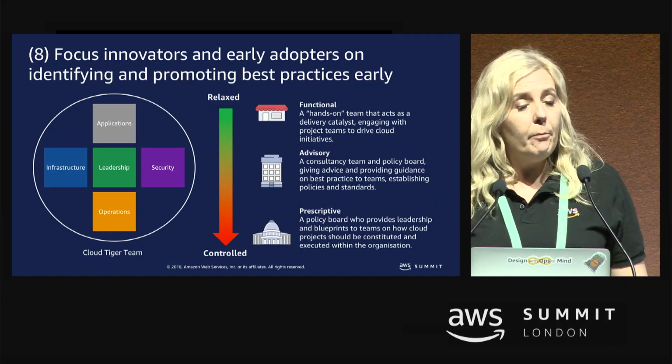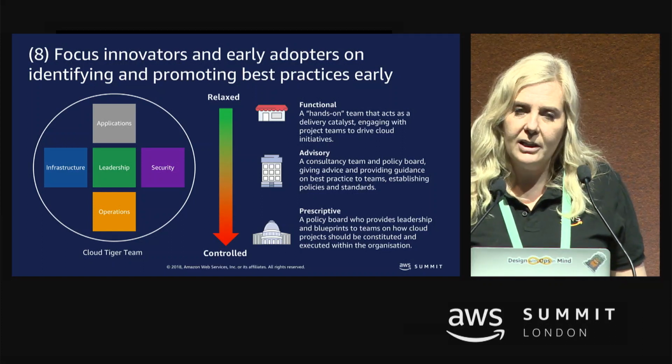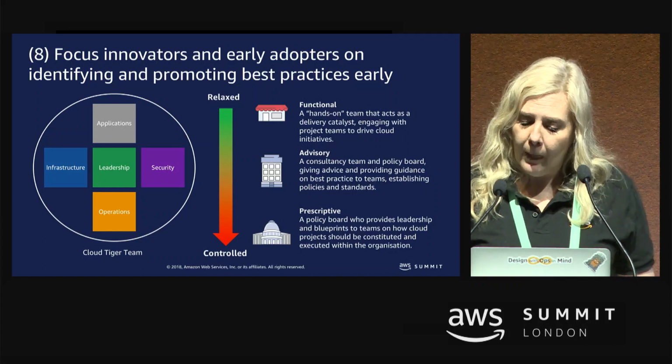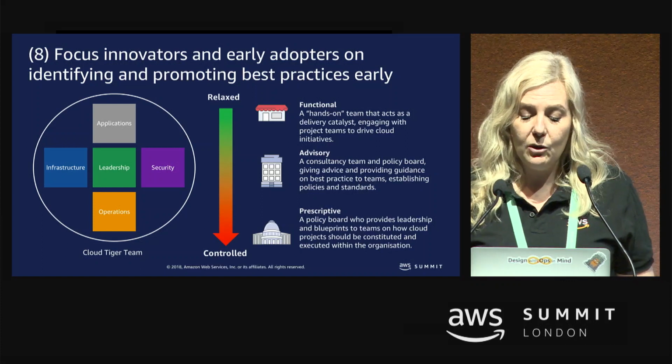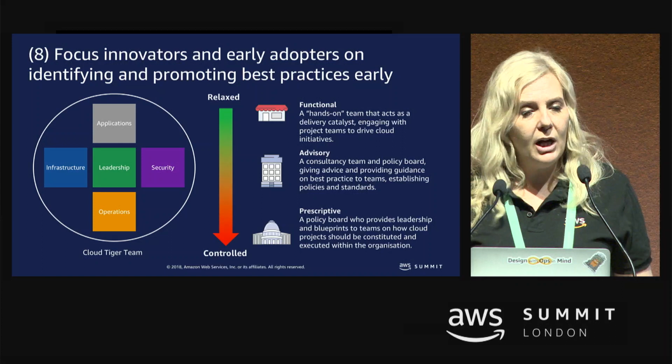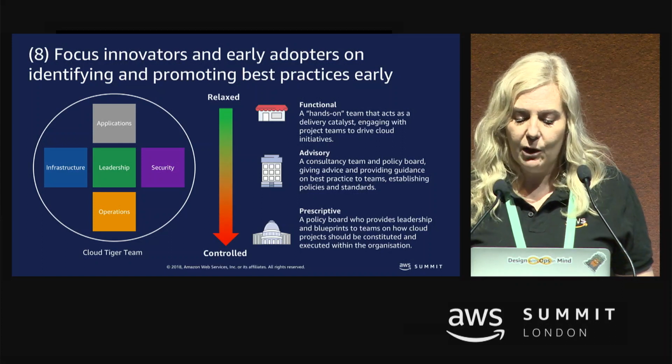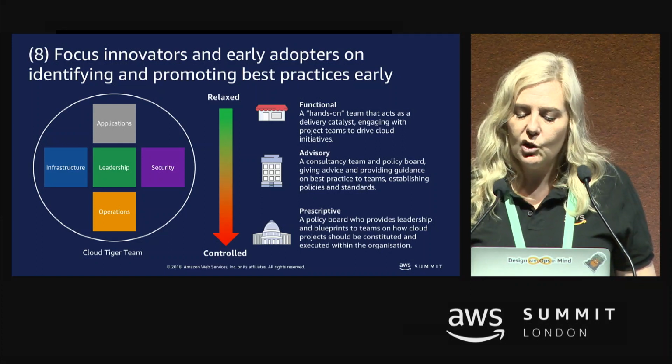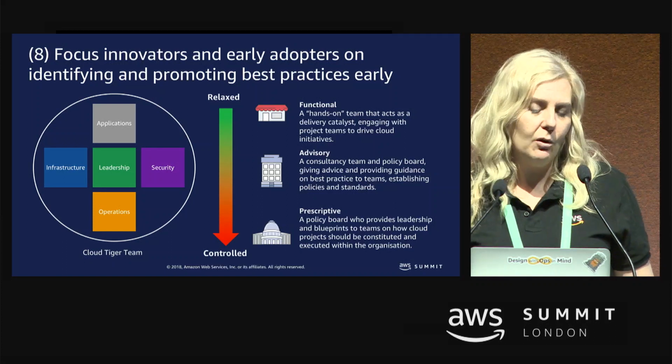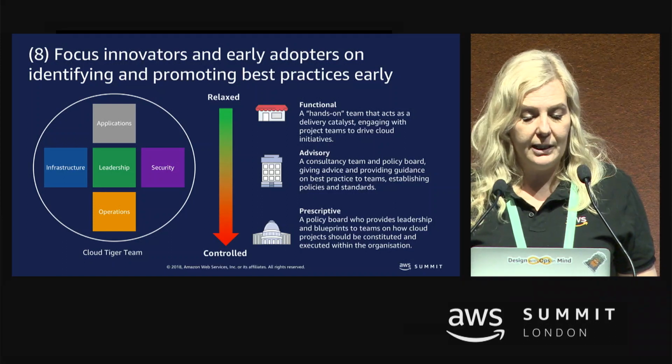So, best practice number 8 is to find the innovators within your company, place them into a dedicated cloud tiger team, and get them to start identifying and promoting cloud best practices early on to really get things moving and start influencing the rest of your organisation.